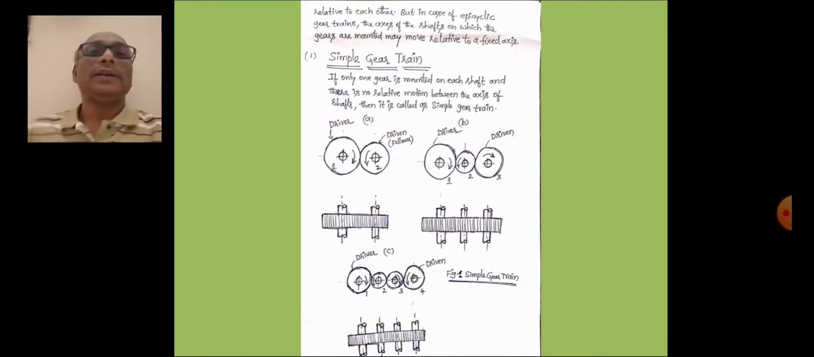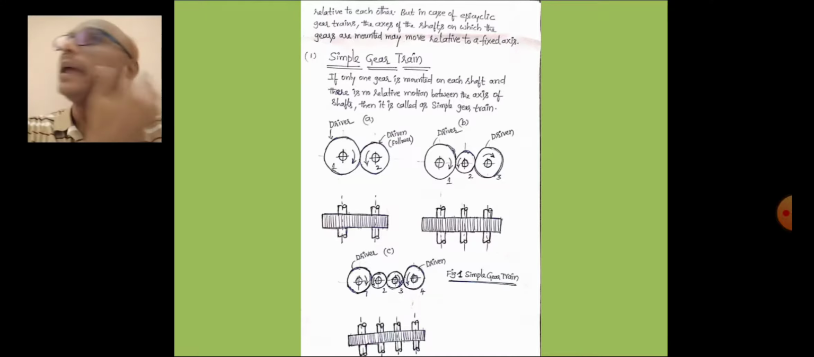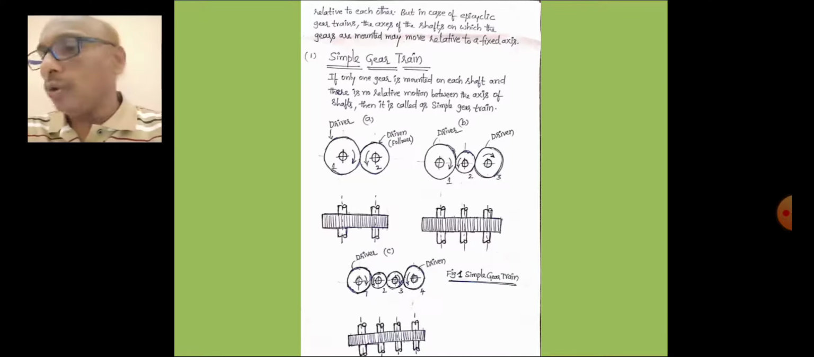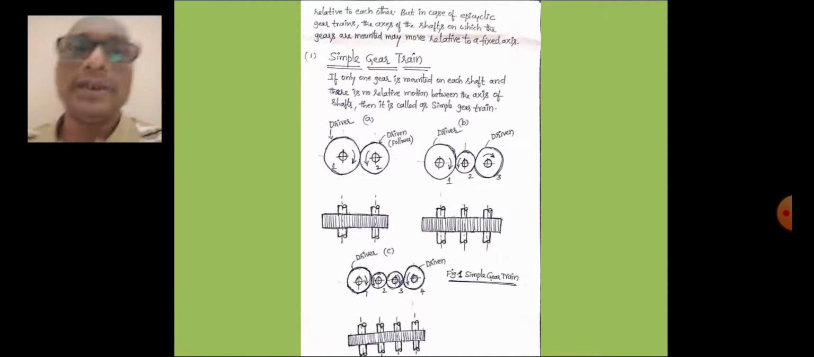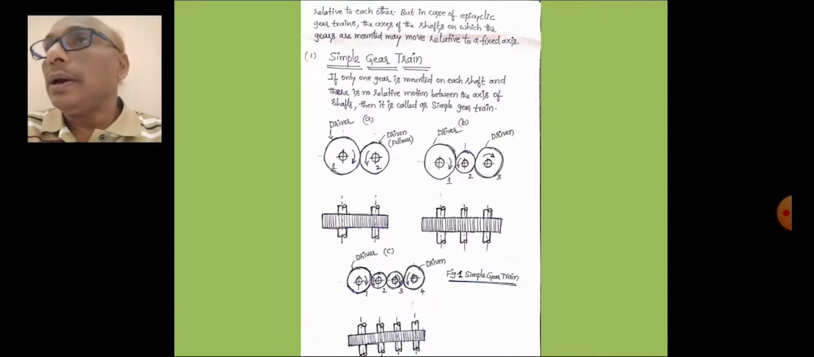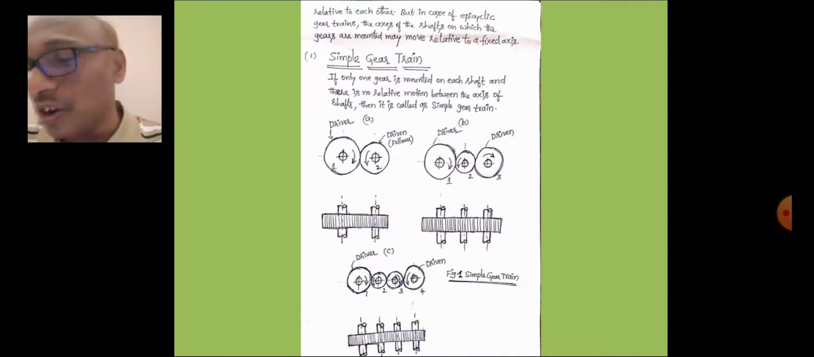Now let us understand one by one in detail. What is a gear train and how to find the velocity ratio in case of each and every type of gear train. So first, taking a simple gear train. What I said is, in a simple gear train, if only one gear is mounted on each shaft and there is no relative motion between the axes of the shafts, then it is called a simple gear train.